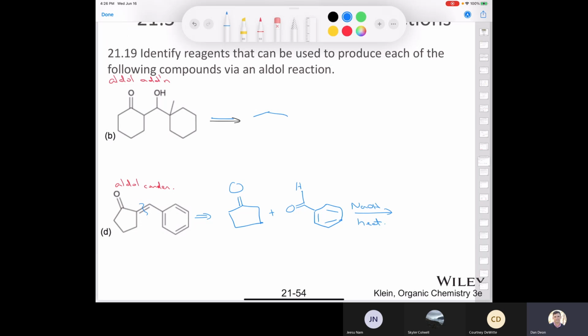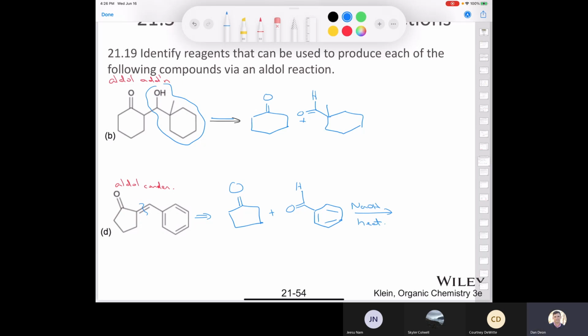I would need cyclohexanone, and then my carbonyl compound would have all of these carbons in it, right? So I would need a 6-membered ring with a methyl group, a carbon, and then that carbon would have a double bond like that. So it would be this aldehyde. So we can write it out a little neater than that now that we know the structure of the two molecules.